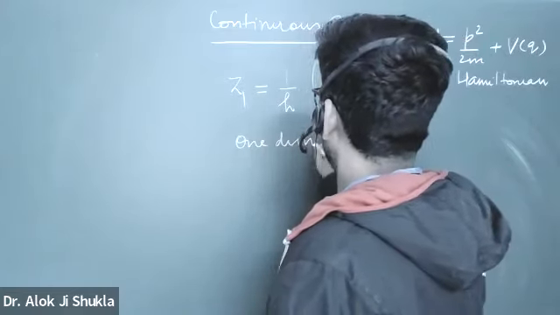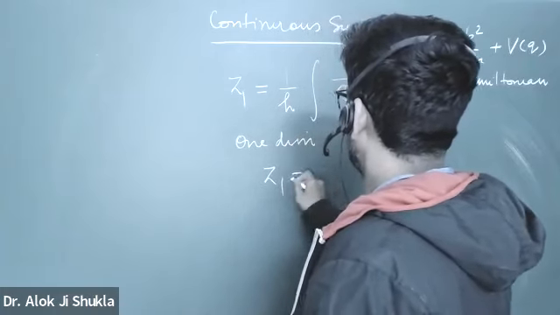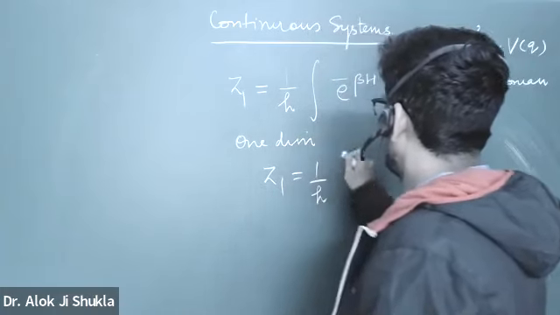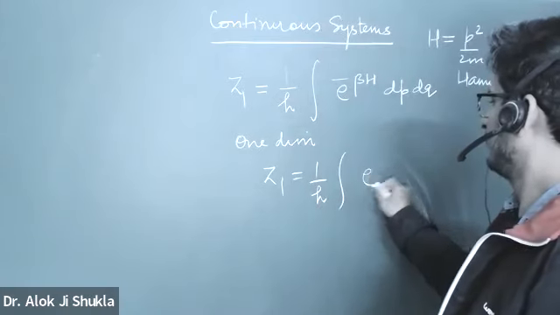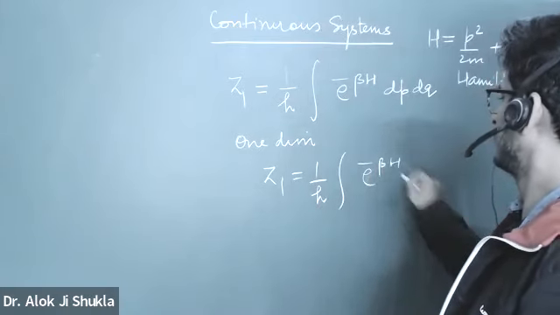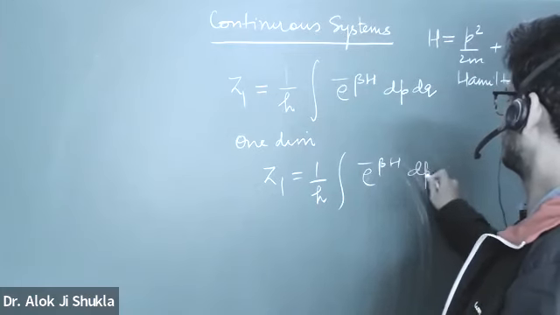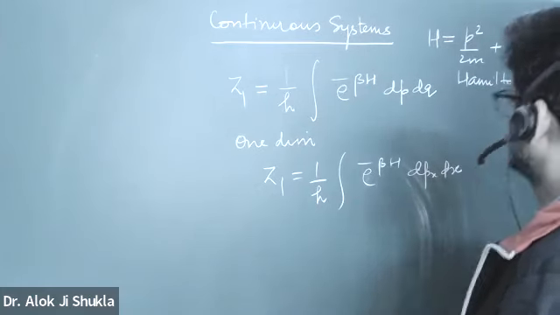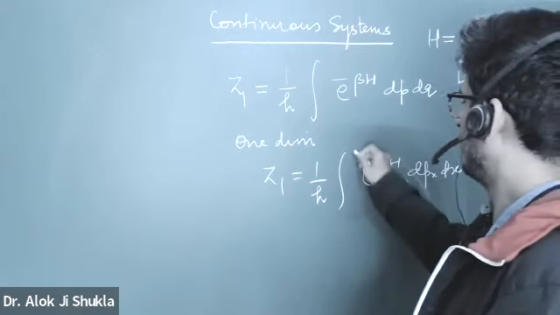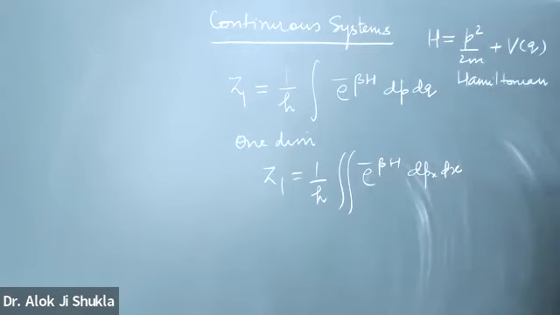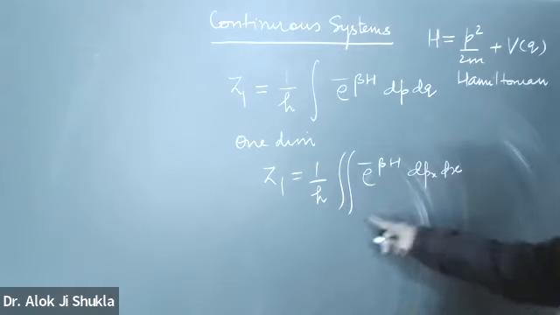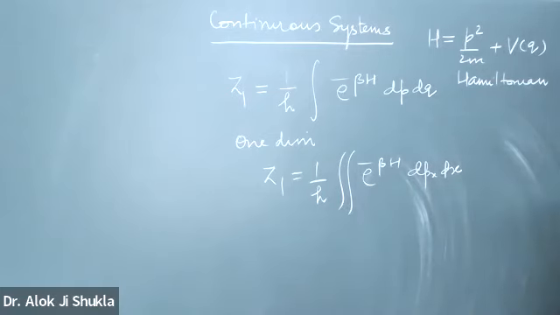1 dimension. So Z1 will be 1 by h integral e to the power minus beta H dpx and dx. So this will be 1 dimensional, and obviously it will be a double integral because integral is with respect to momentum and also with respect to position. Got it? This is how it goes.